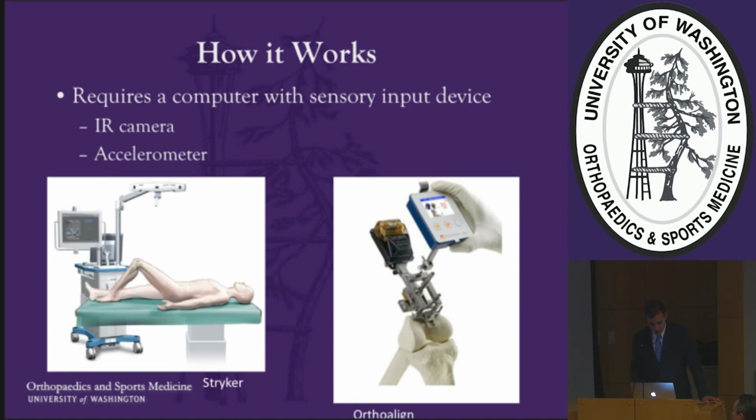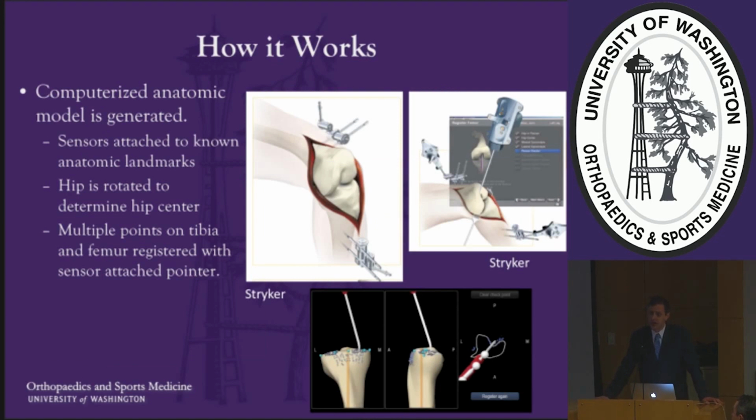And the surgeon undergoes the approach that is their preference and exposes the knee joint. Once the knee joint is exposed, we pin sensors onto the distal femur as well as the proximal tibia. And these are 2 points of reference for the computer. And a third point of reference is used in the form of a probe, an IR probe. And the surgeon will register different locations on the knee using this probe.